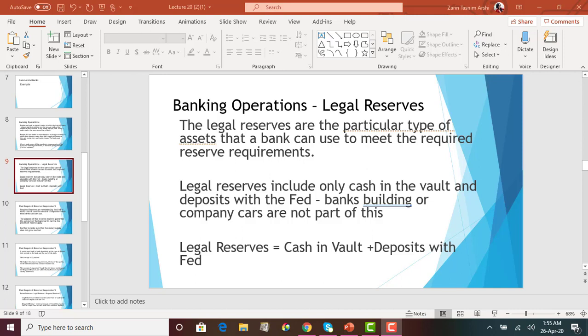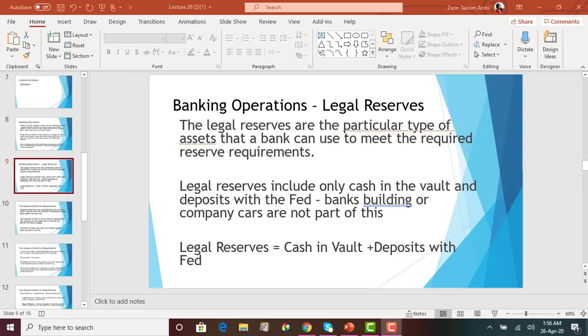So what this means is the legal reserve is actually an asset for the bank, and it equals the cash in the vaults plus the deposits with the Fed. That is what legal reserve means. Basically, when the bank has cash in their vault as well as a deposit account with the Fed, when you add these two items, you get the legal reserve. So it's an asset comprising the checking account balance as well as the cash that the bank currently has in the branch or branches.